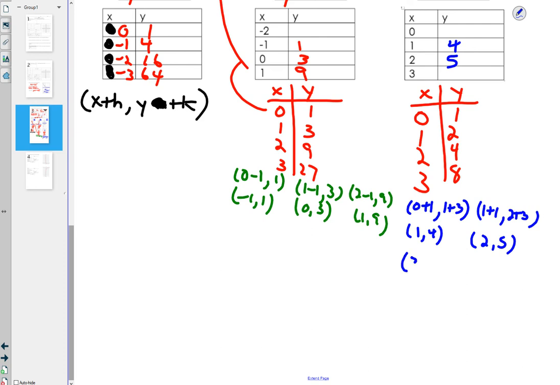With 3, 3 plus 1, and then 8 plus 3, that one probably won't fit. But I did wrong. Oh, I skipped 2. Sorry, 2 plus 1, and then 4 plus 3. So that's 3 comma 7. The x of 3 we get is 7.